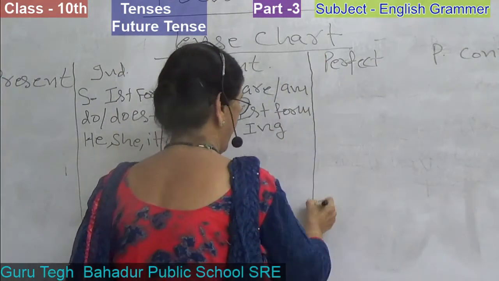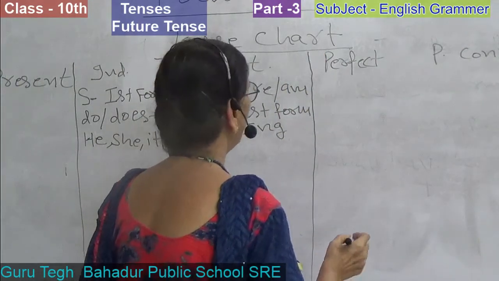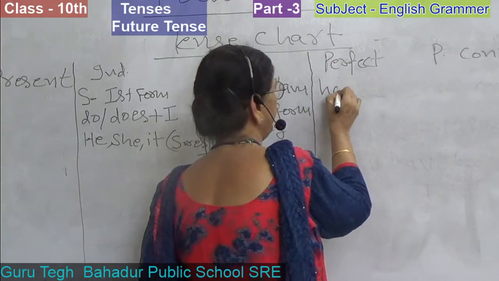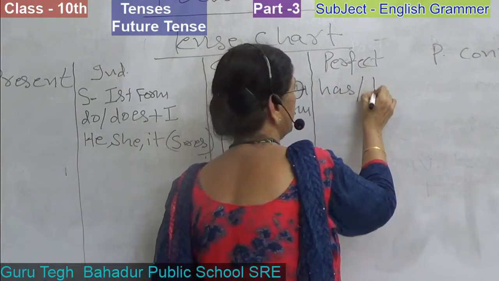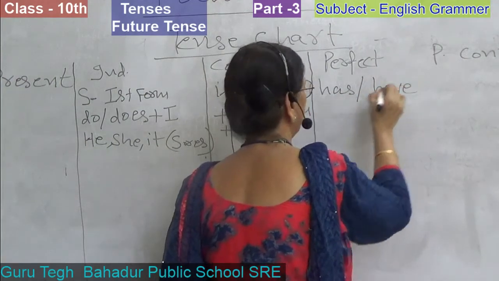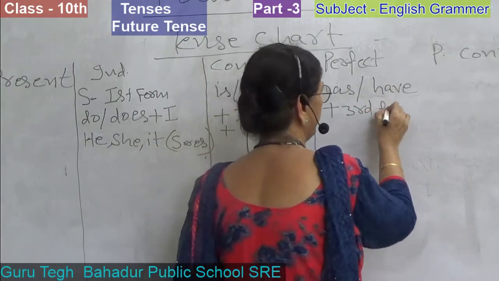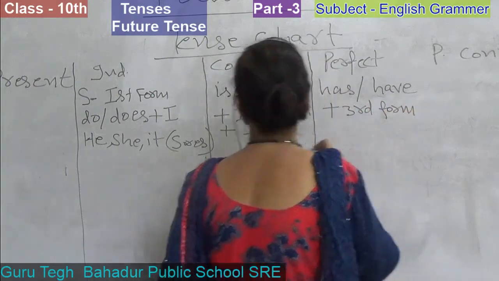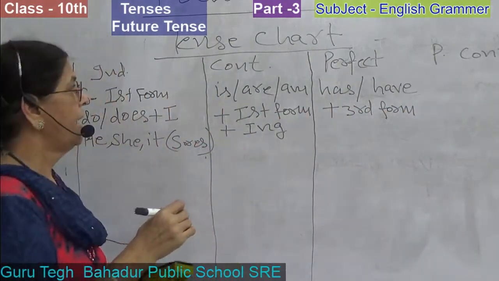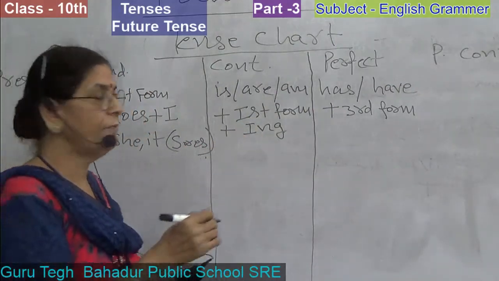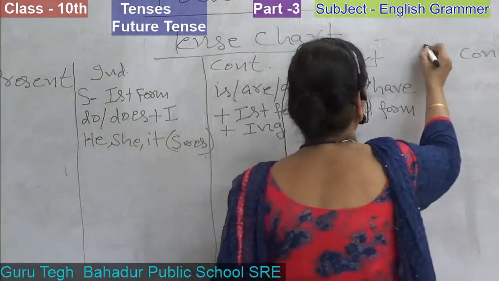Then we come to the present perfect. In present perfect, the helping verbs are has, have, plus third form. What will I say? I have gone. Go, went, gone. Third form. I have gone.